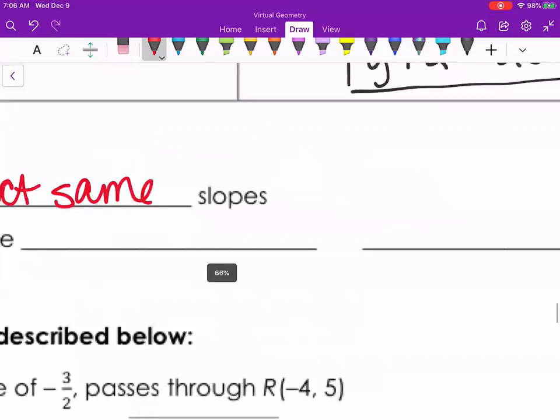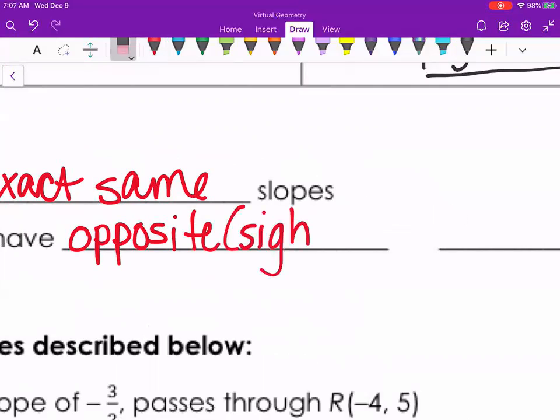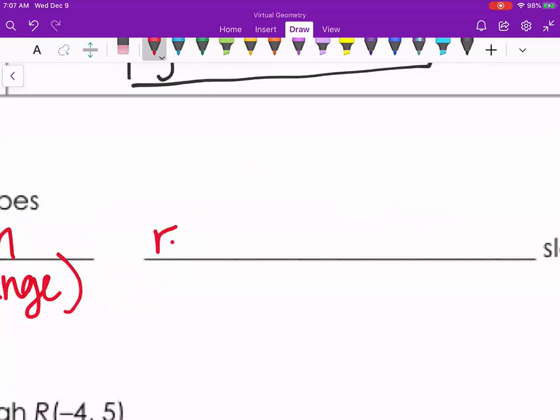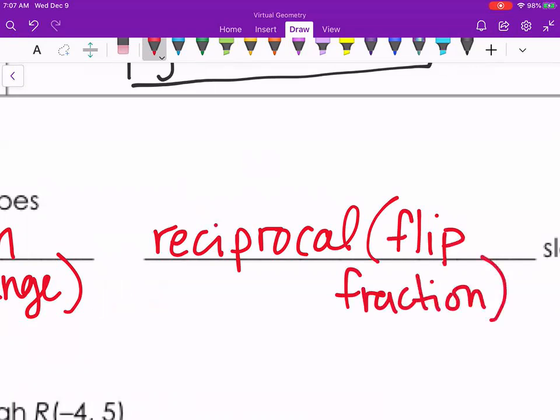Now, perpendicular lines have opposite, meaning there has to be a sign change. And reciprocal, which means the fraction has to flip over. So there has to be a sign change, positive has to change to negative, and the fraction has to flip over. We'll look at some examples in just a second.